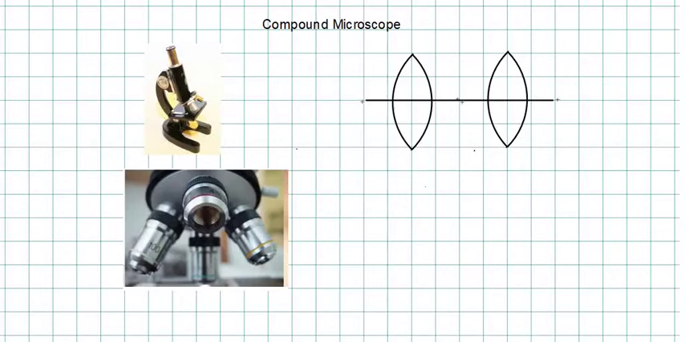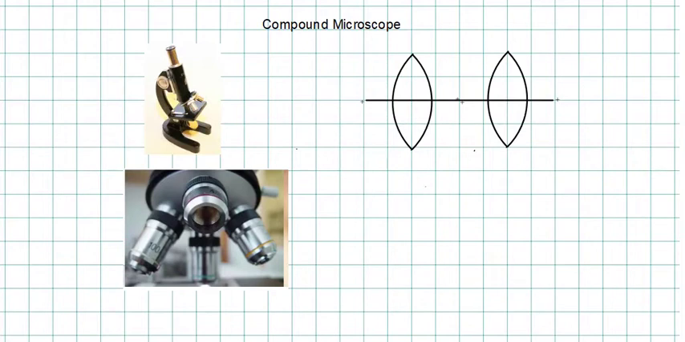Compound microscope. A compound microscope is an optical instrument which is used to see very small objects after magnifying them, after enlarging them. So, for example, if you want to see a cell, how does it look like? You will be using a compound microscope of certain capability to observe cells.